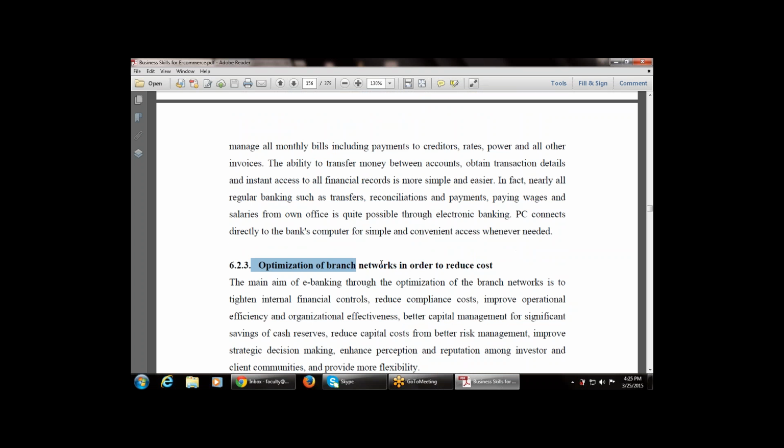Then the next factor that leads into the new era is optimization of the branch network in order to reduce the cost. That is how to optimize the branch network, or how to use different concepts to reduce the cost.